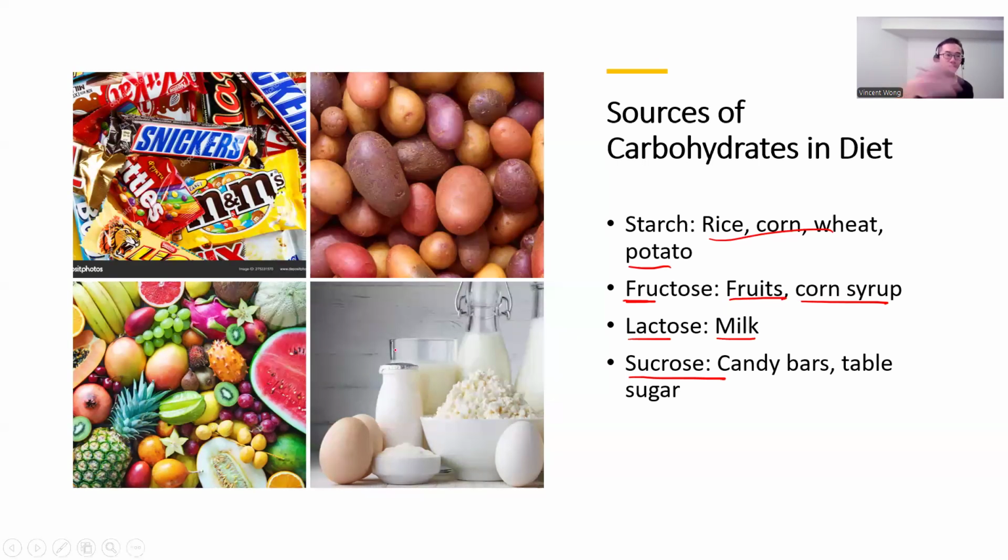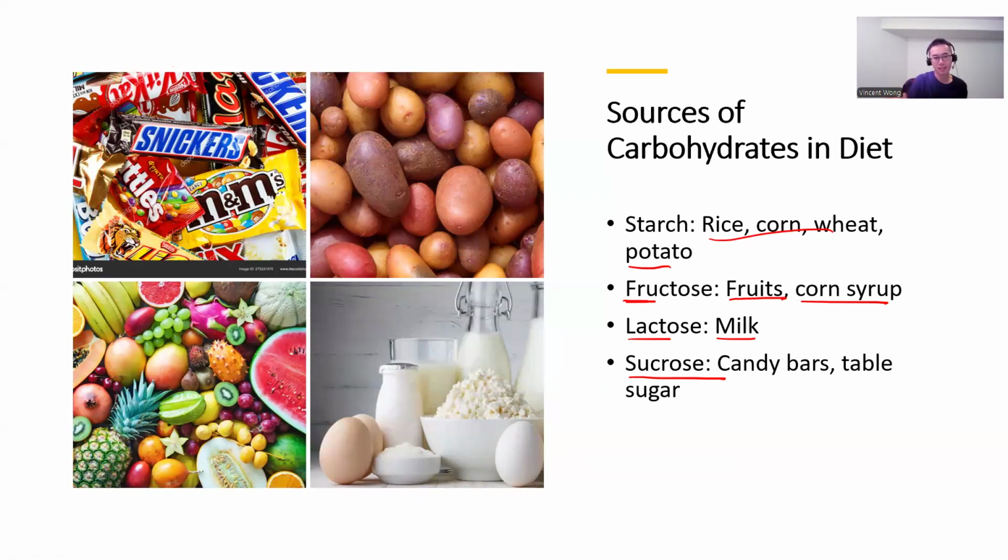And as I said earlier in the lesson, some carbohydrates are healthier than others, right? Like, these carbohydrates are probably not too good for your body, but they taste so good. These are better, right? And even for starch, it depends. Some starch is better than others.